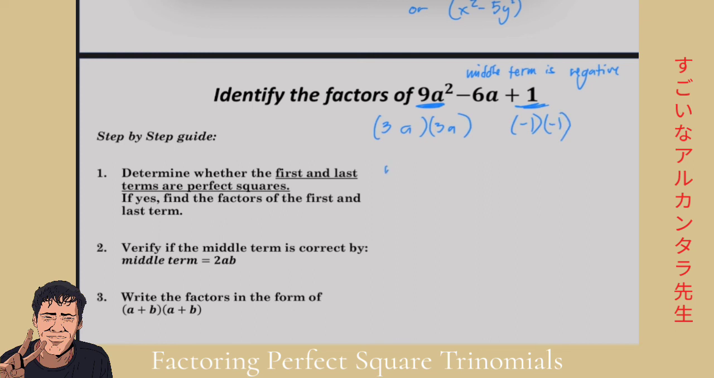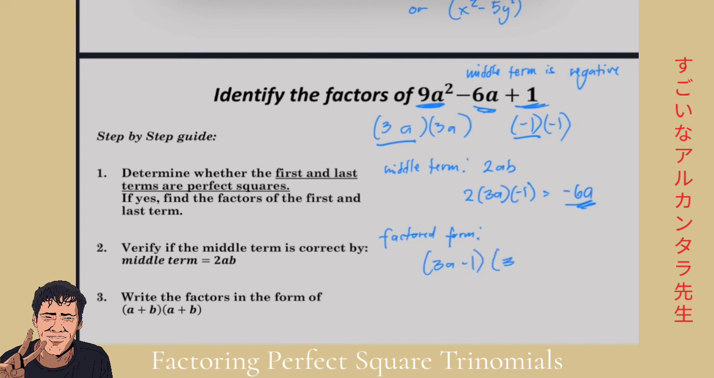Continue, middle term. That will be 2ab. Just choose 1, 2 times 3a times negative 1. That is equal to negative 6a. So that's correct. Therefore, the factored form will be the quantity 3a minus 1 times the quantity 3a minus 1, or the quantity 3a minus 1 raised to the power of 2.